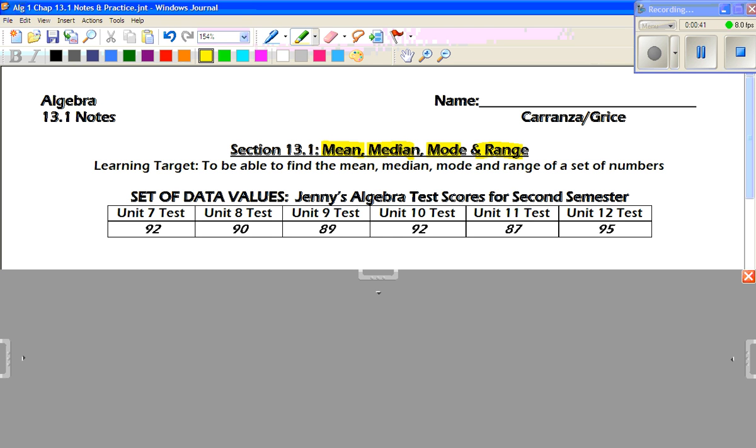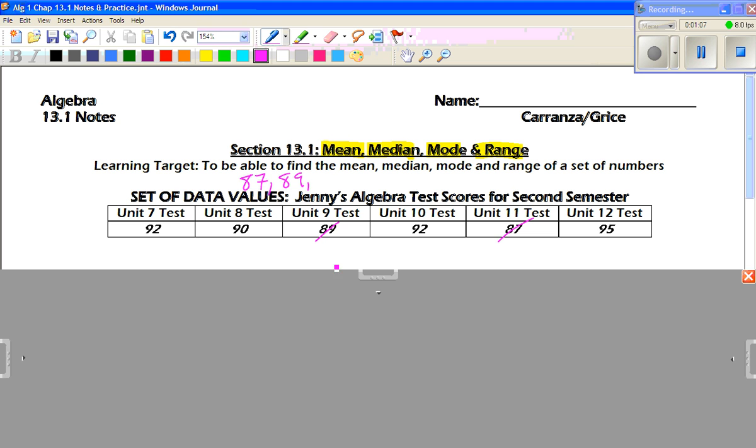Now, we have the set of data values for Jenny's algebra tests for second semester. Anytime you get a set of data, you always want to put it in numerical order, which means from lowest to highest. So, what we're going to do is we're going to find the lowest one, which is 87. And I'm going to write it down. So I know 87's first.